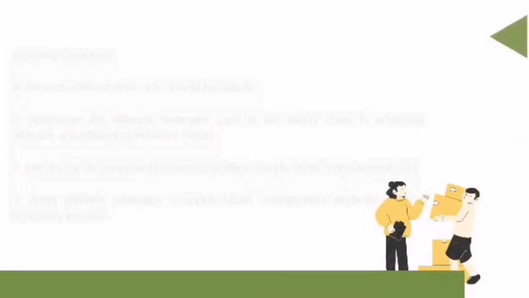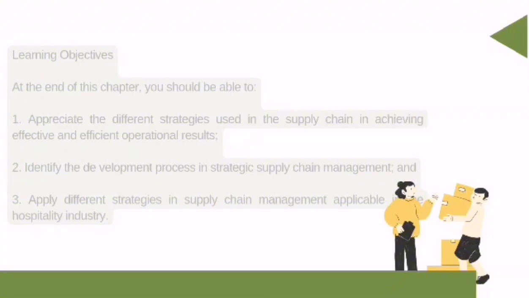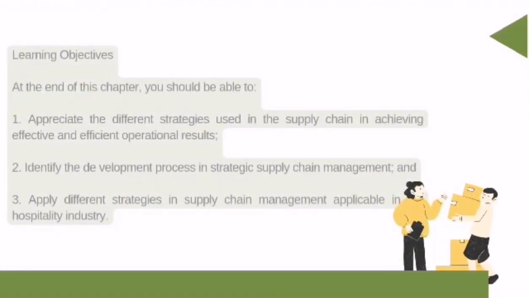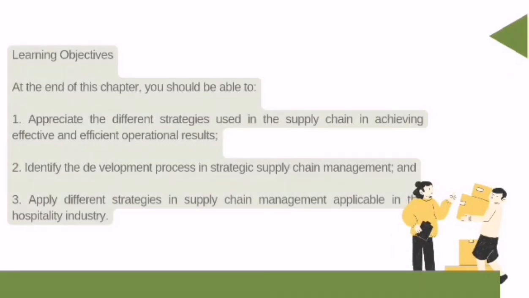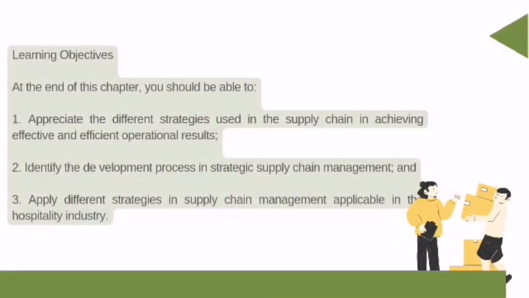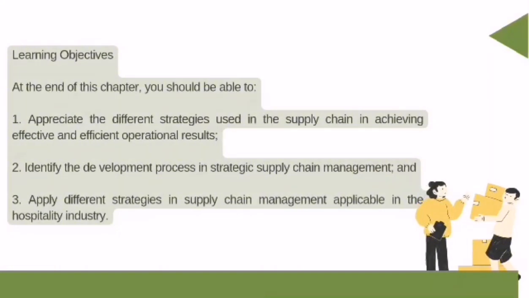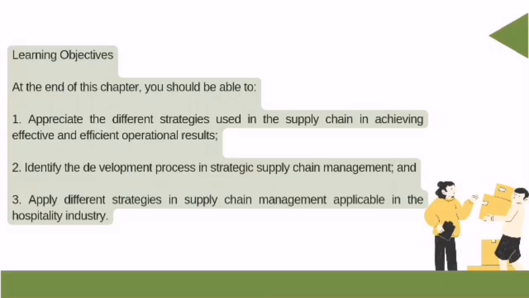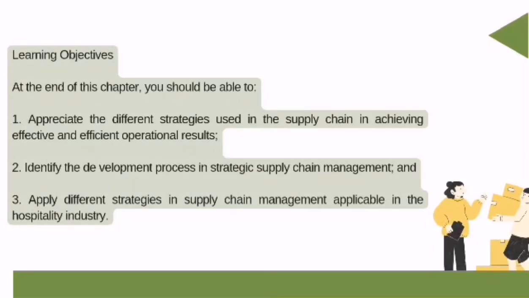And our learning objectives for this chapter, at the end of this chapter, you should be able to appreciate the different strategies used in the supply chain achieving, first, effective and efficient operational result. Second, identify the development process and strategy supply chain management. And lastly, apply different strategies in supply chain management applicable in the hospitality industry.